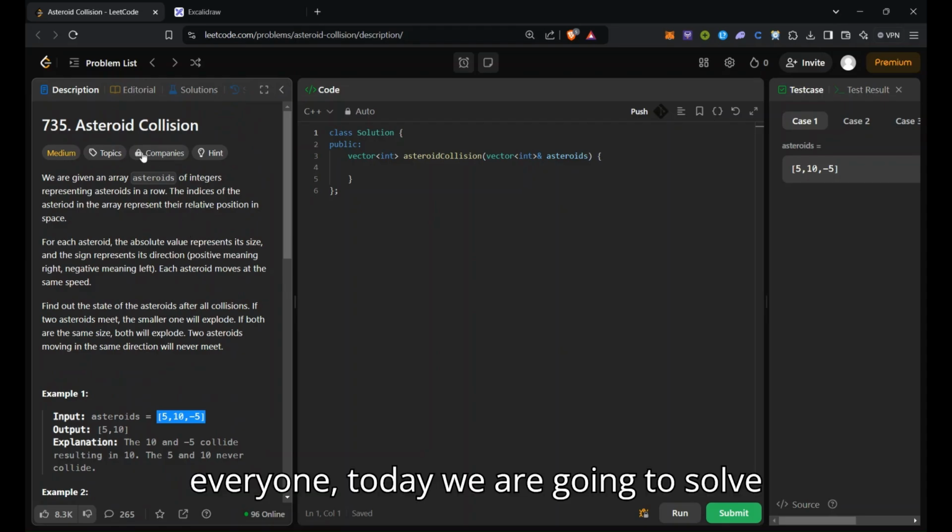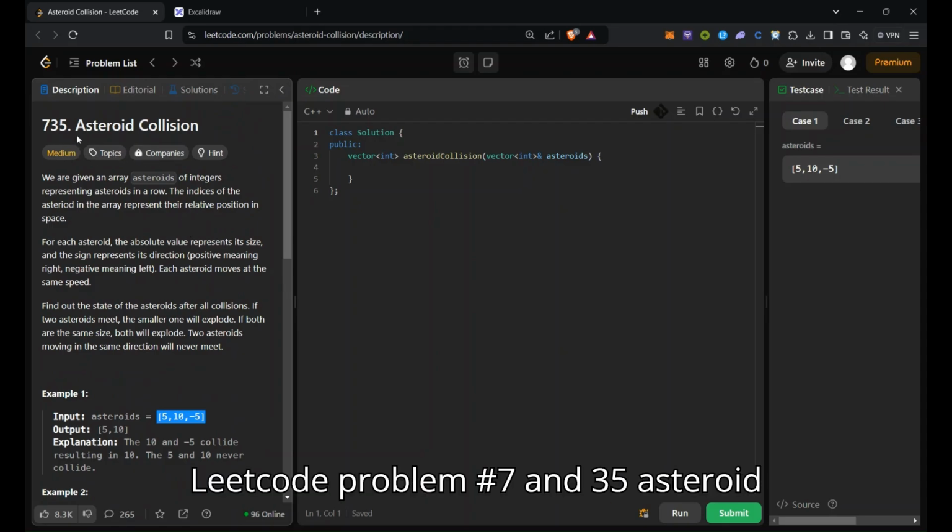Hello everyone, today we are going to solve LeetCode problem number 735, Asteroid Collisions.